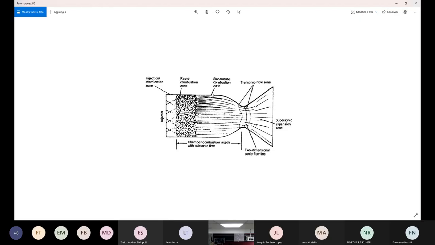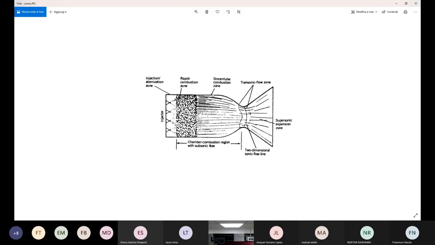We have seen in our exercises, and probably also in some of the plots today, not probably, you have seen for sure, that we have a temperature of the order of more than 3000 Kelvin. It is the order of magnitude of temperature that we have in our thrust chamber, what we call thrust chamber.